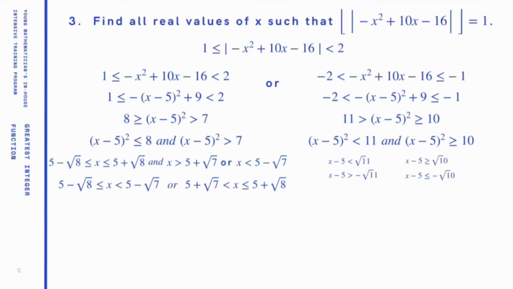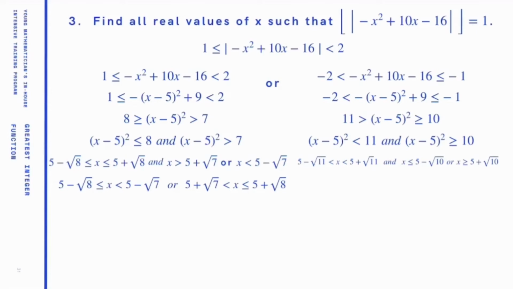Now putting these two together, x minus 5 is greater than negative square root of 11 but less than square root of 11, and x minus 5 is less than or equal to negative square root of 10, or x minus 5 is greater than or equal to square root of 10. Now solving for x, we get that x is greater than 5 minus square root of 11 but less than 5 plus square root of 11, and x is less than or equal to 5 minus square root of 10, or x is greater than or equal to 5 plus square root of 10.